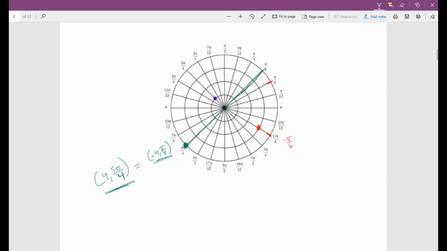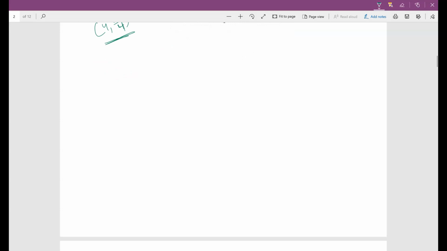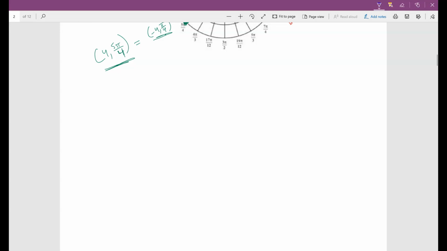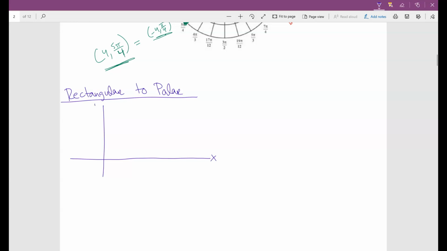Okay, so now that we kind of get a glimpse of how to graph these guys, what we want to be able to do is convert between Cartesian coordinates, or rectangular coordinates, and polar. So how can we convert between the two? All right, so we're going to start off with the rectangular coordinate system. So here's my x and here's my y. I'm going to start off by drawing a ray of radius r and then an angle theta. Now this point is going to be represented by (x, y).